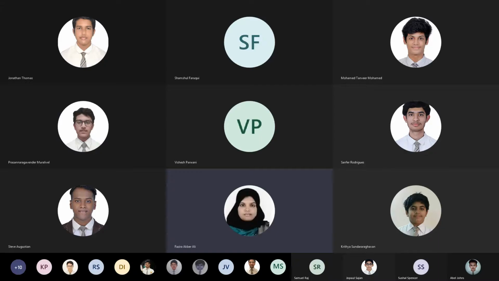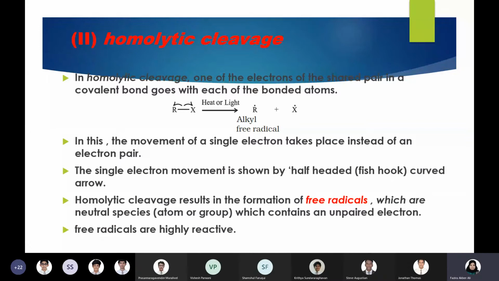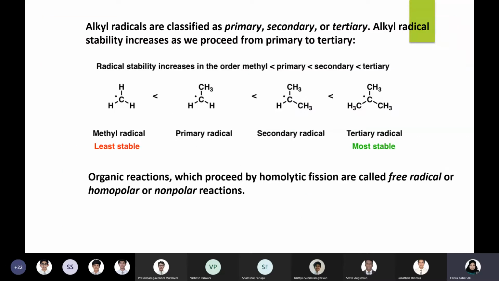Homolytic cleavage is related to the fission, that is, the breaking down of a bond in an organic compound. Homolytic means, as we discussed earlier, the electrons will be distributed one electron each back to the fragments. Each fragment will get an equal number, one electron each, which leads to the formation of free radicals. Okay, that is what you can see over here.